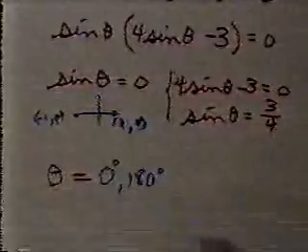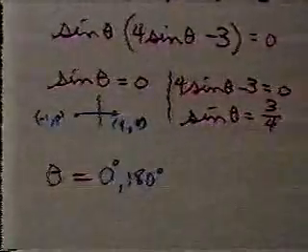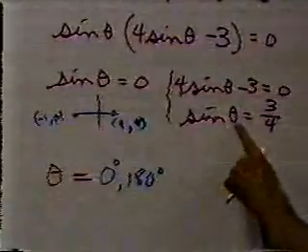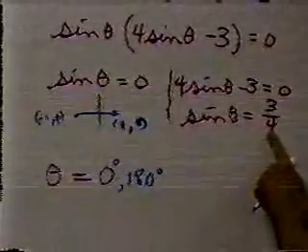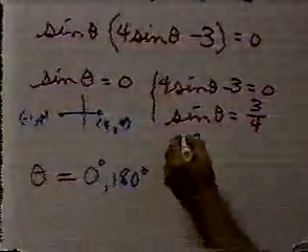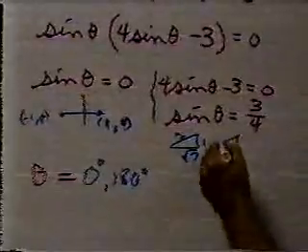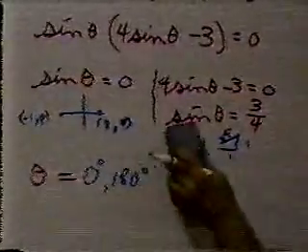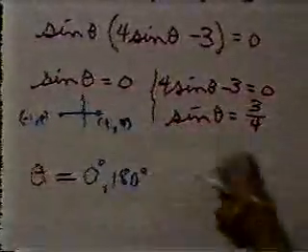All right. Now this one, sine of theta is equal to 3/4. Well, that's not one of our special angles. That's not 1, 2, square root of 3. That's not 1, 1, square root of 2. So it's not either one of those. Therefore, this must be done with the calculator.